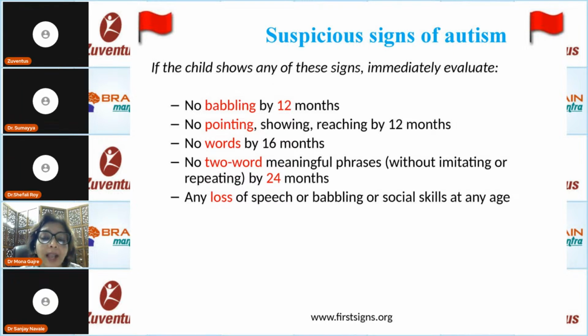Because we always have growth charts and developmental motor milestones in our clinic, but these are equally important, especially in today's era where our children are so hooked on to media. So if there is no babbling at 1 month of age, no pointing or gesturing, no sharing of interest or engaging with the parent by 1 year of age, no words by 16 months of age, no two-word meaningful phrase.